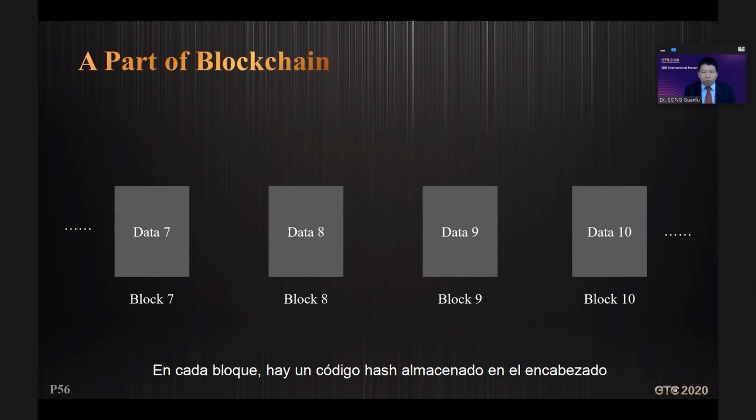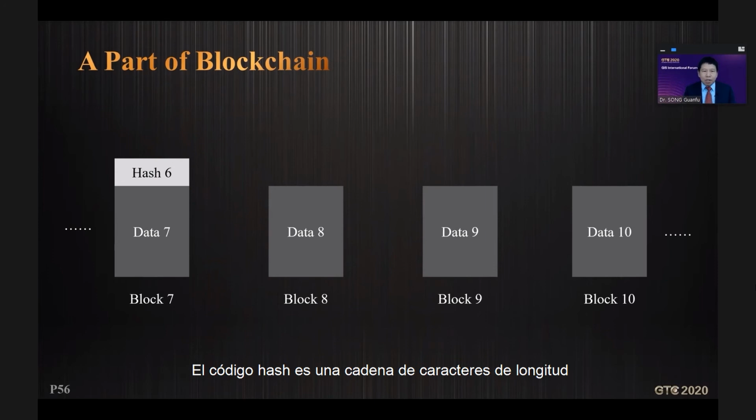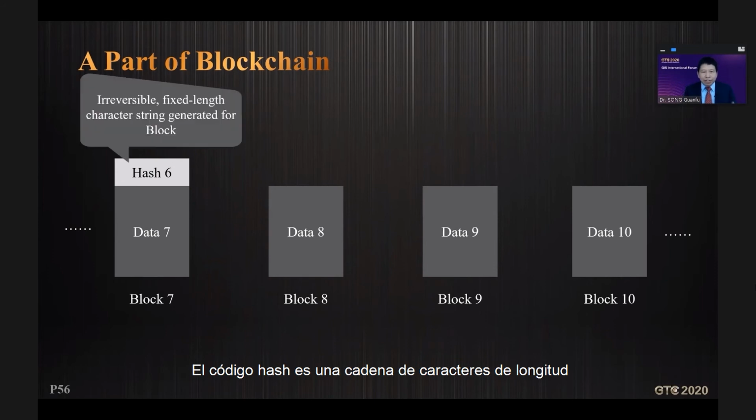In each block, there is a hash code stored at the header. Hash code is a fixed length character string generated by our special algorithm from block data. If a slight change has been brought to the block, the hash code will be quite different. The modification will be recognized by the system easily.